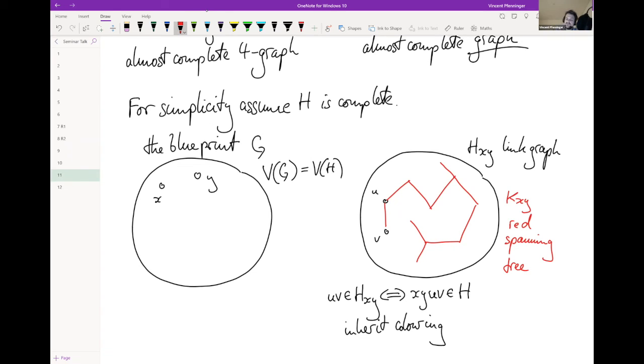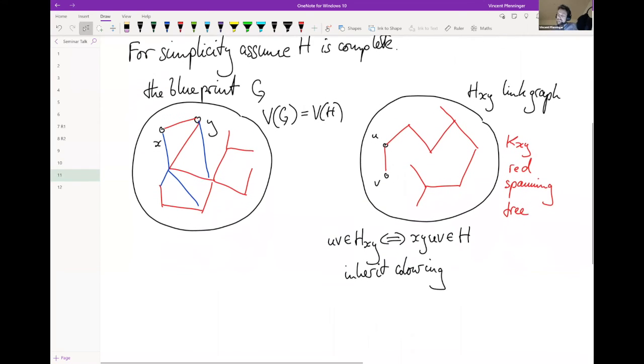And then if there's a red spanning tree, that's how we decide to color the edge XY in the blueprint red. And if it was a blue spanning tree, we would color the edge XY blue. Okay, and of course we do this for all the different pairs XY of vertices of H. So we get some coloring of the complete graph here as our blueprint. Okay, so now why is this blueprint useful?